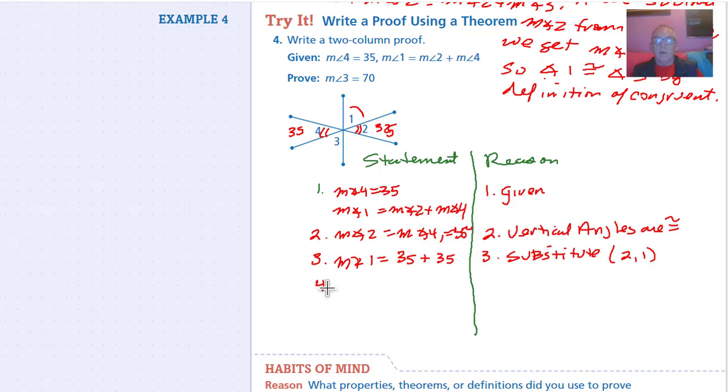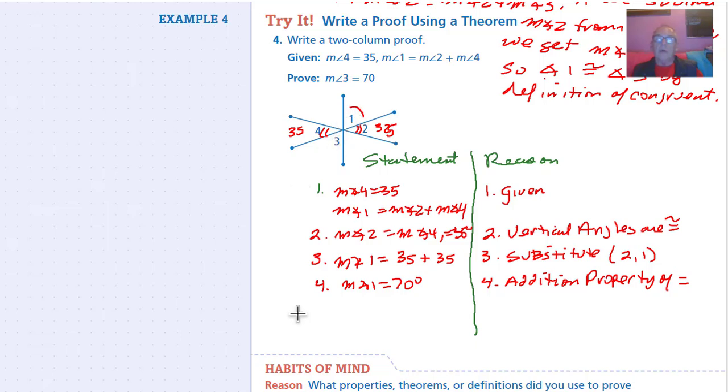So next step, we're going to add these together. So the measure of angle 1 is equal to 70 degrees. That's just the addition property of equality. So we have angle 1 is equal to 70 degrees.